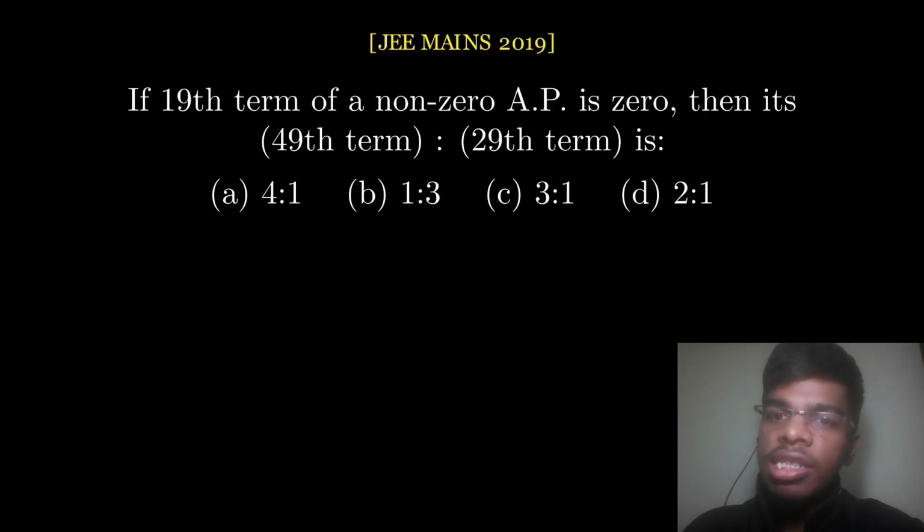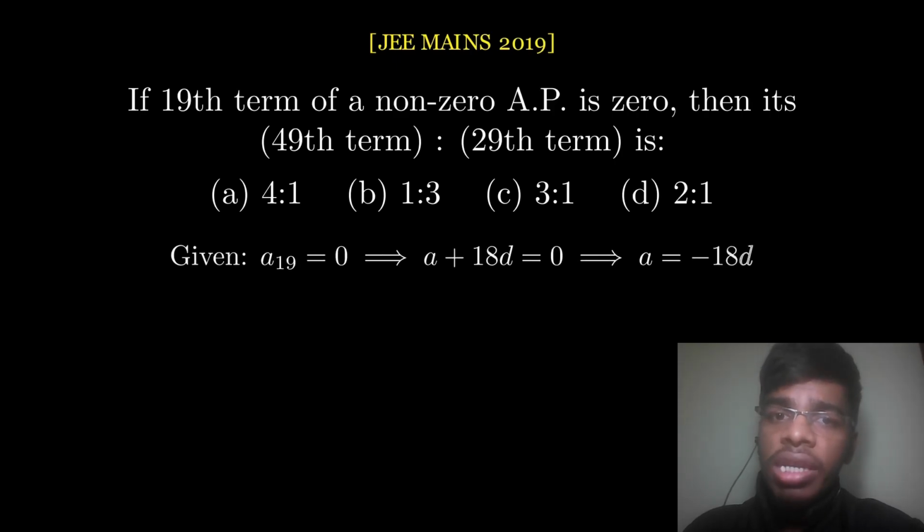Our first question has appeared in the 2019 session, and it says that we are given that the 19th term of our non-zero AP is 0, and we are told to find the ratio of 49th term to the 29th term. Here are the options. Pause the video and give it a try. Okay, so now let's look at the solution.